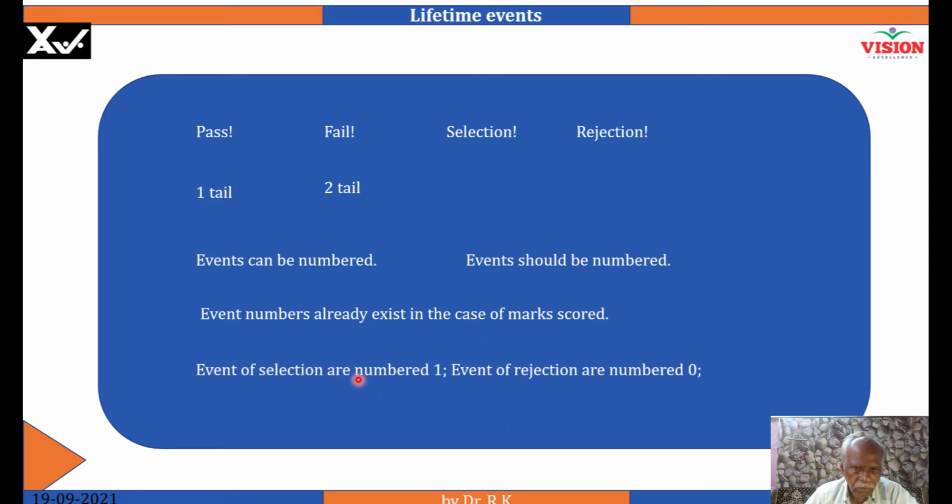Event of selection is numbered 1, event of rejection is numbered 0. This is a convention. So you can use it the other way also, but nobody would follow that. So success means 1, failure means 0. Yes, events are numbered as 1, no events are numbered 0.